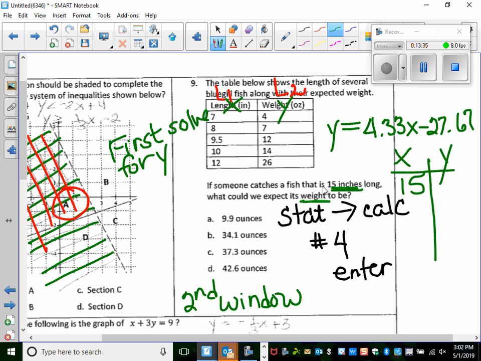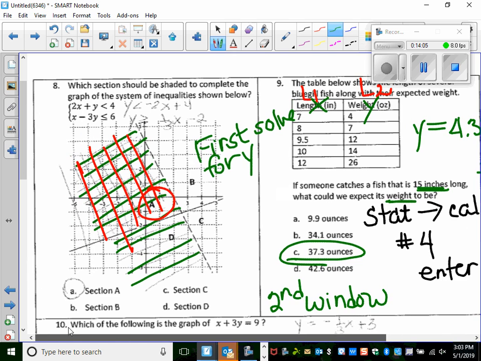Okay, and can somebody tell me what the prediction, what's very close to it? All right, how many people got C? 37.3. Great, very good. That's all you had to do for that. Okay, calculator did it all. Okay, you just have to know how to get that equation to make a prediction.